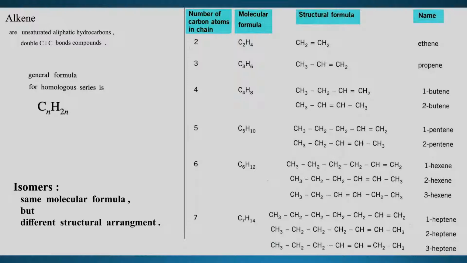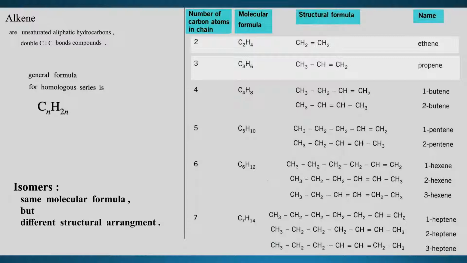Student, we are going to learn a word called isomer. What is meant by isomer? Isomer means you have the same molecular formula but a different arrangement. Repeat: same molecular formula but different structural arrangement. Now I will show you. Let's look at the example.